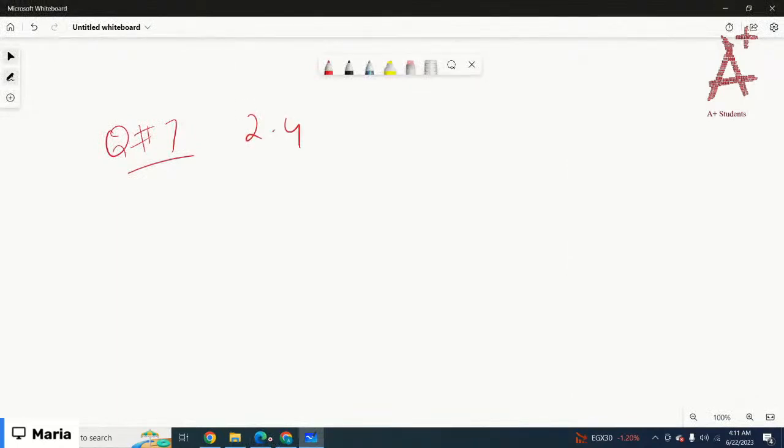2.4 to the missing exponent equals 5.76. Got it? So you have to find the missing number. So 2.4 square is 5.76. Let me just check. It would be 2.4 square equals 5.76. Got it?